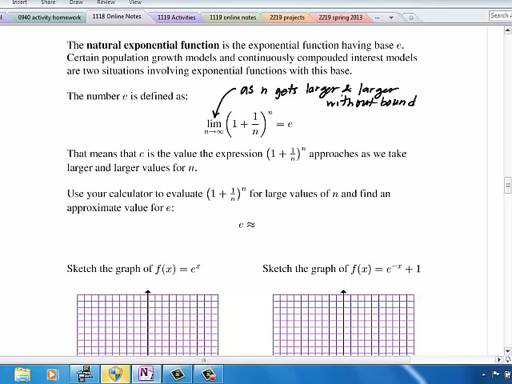Whatever happens to the expression, whatever it gets closer and closer to, is what we call e. So that's what it says here. That means that e is the value of this expression as we take larger and larger values for n.